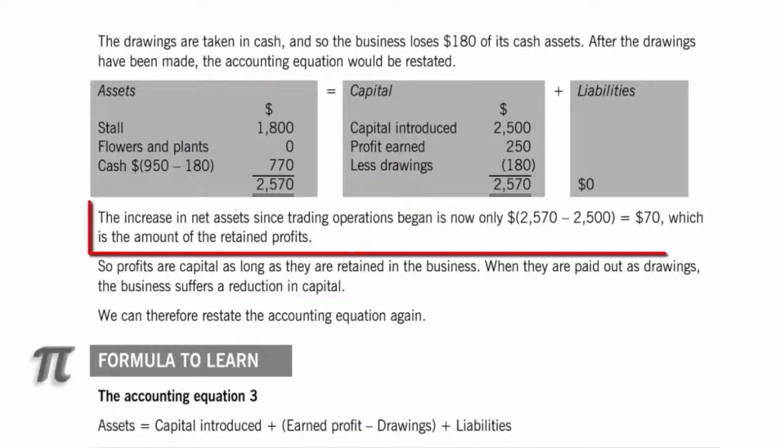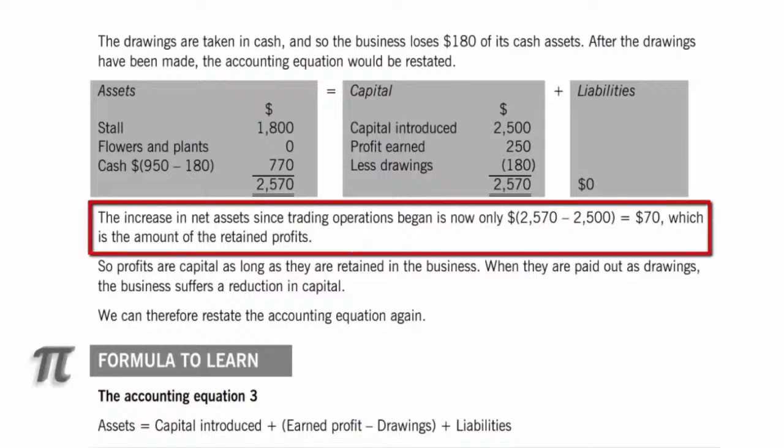Step 5. Understanding the change in net assets. Now, let's focus on the increase in net assets since the business started operating. Originally, Neelam's capital in the business was $2,500. After earning $250 in profit and then taking $180 as drawings, the net increase in her capital, or net assets, is now $70. So, the retained profit in the business, meaning the profit that remains in the business after drawings, is $70. This is the true increase in net assets since trading operations began.